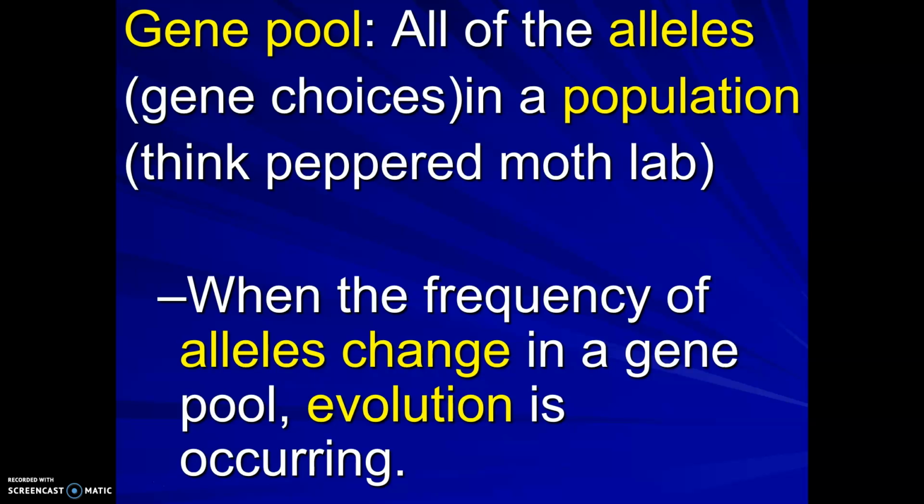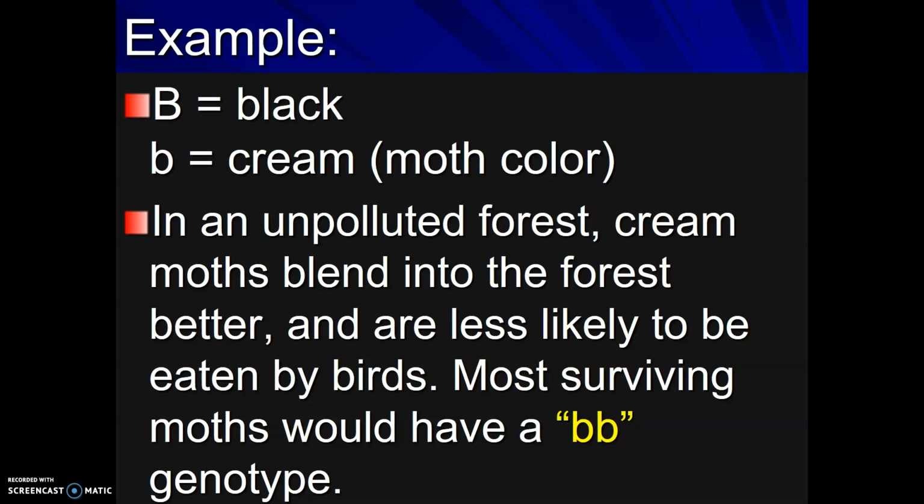So the gene pool, this is all the alleles. Remember when we did genetics, those letters like a big T or a little t, like big T for tall, little t for short, those are alleles. So a gene pool is all of the different combinations we can have in a population. Okay, when the frequency of alleles change in a gene pool, evolution is occurring. So if we see more T's, maybe you're favoring more tall, or we see little t's are favored, short, over time evolution is occurring.